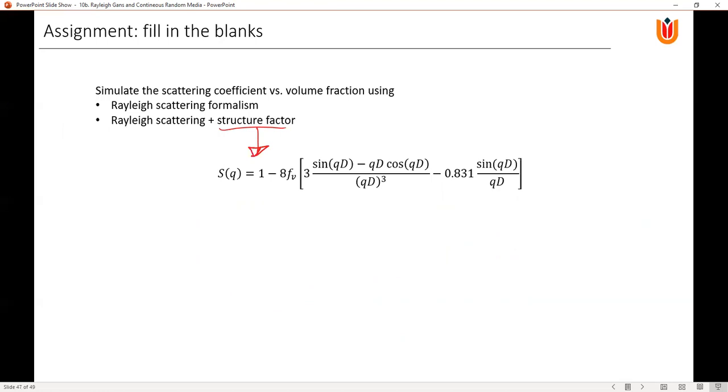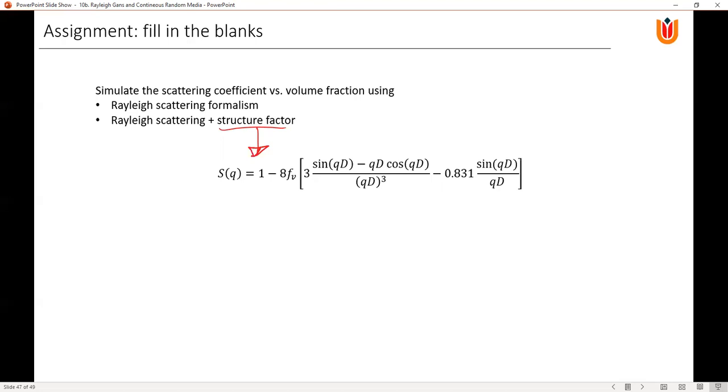So my question to you is, can you fill in the blanks? Can we do a calculation where we calculate the scattering coefficient either using just Rayleigh scattering, or using Rayleigh scattering with the structure factor, which is probably going to be the better solution because we expect that. So the structure factor that I would like you to use is given here.